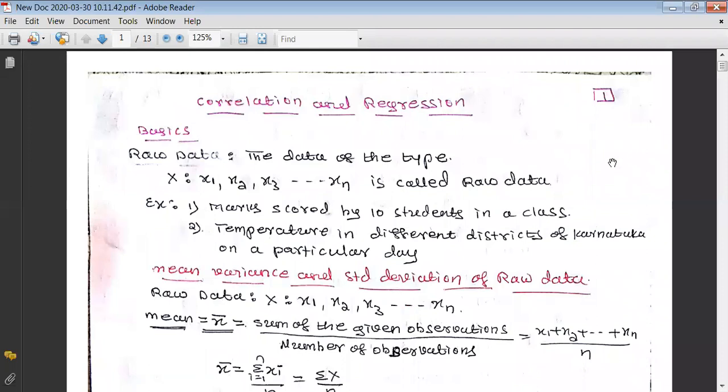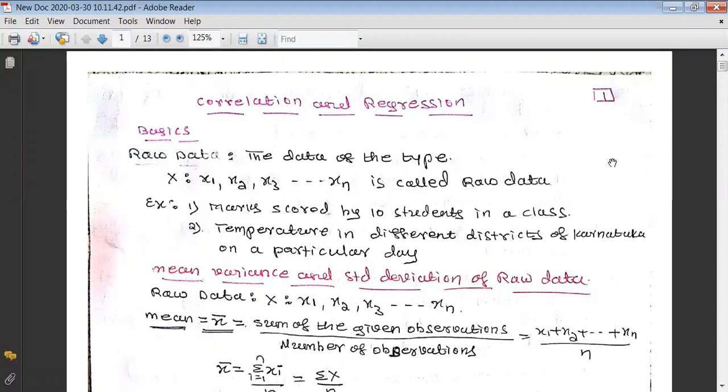Welcome to the second video on module 4. In this particular video, we'll discuss correlation and regression. In order to understand correlation and regression, some basic concepts of statistics are required, that is, with respect to raw data.